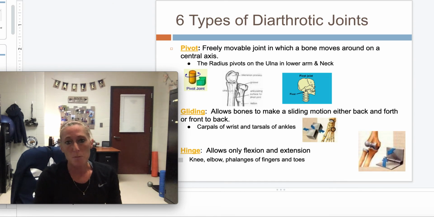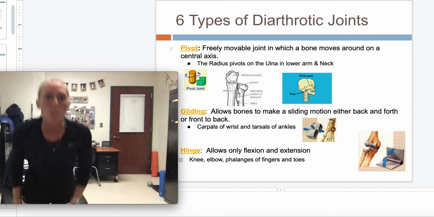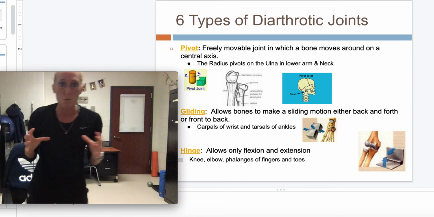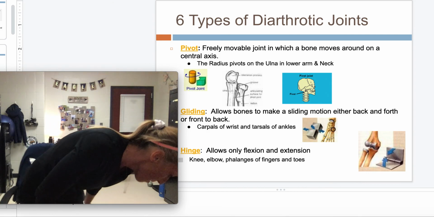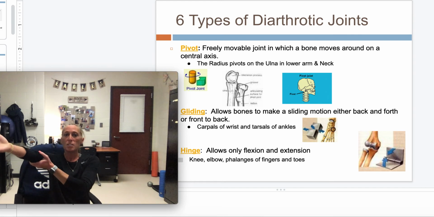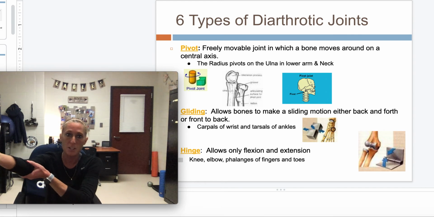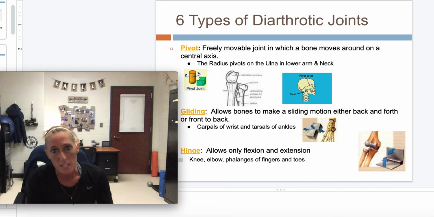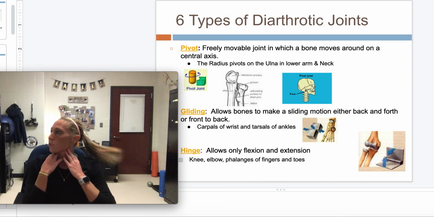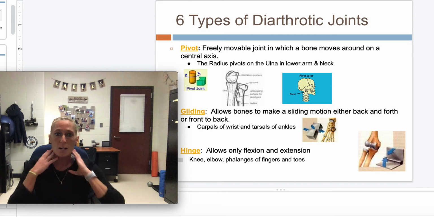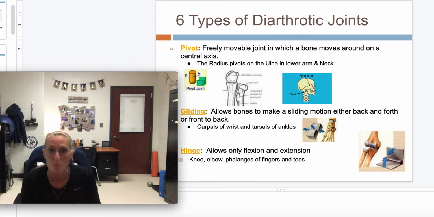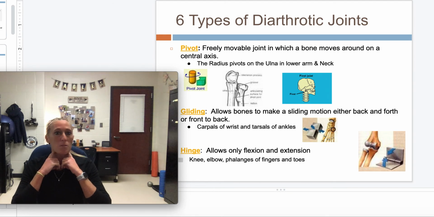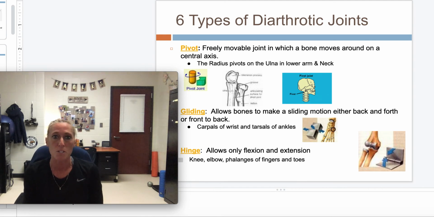We have 6 types of diarthrotic joints. The first one is a pivot joint. I remember pivot, you guys know, like a basketball pivot. You move around on one point. That is a pivot. So a pivot joint, we've got a couple. One of them is our radius and ulna pivot here in our elbow. And we have one in our neck that allows us to rotate our head side to side if you isolate the vertebral column and take that part out, because we can do all kinds of different things when we move our vertebral column. But there is a pivot joint right where our skull sits on the vertebral column.